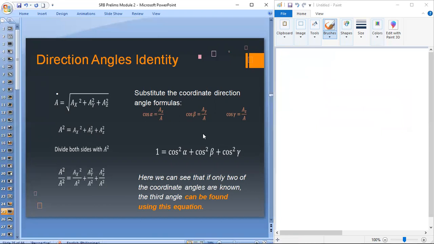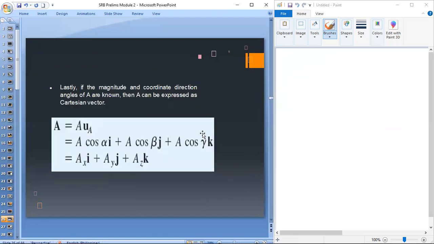Okay. And then, lastly, if the magnitude and coordinate direction angles of A are known, then A can be expressed as a Cartesian vector. Ito na yung sinasabi ko din kanina. Nare-realize yung force vector mo in Cartesian form or notation. So, dadagdag ka ng i, j, k. So, ano yan ha? Palitan ko ulit.